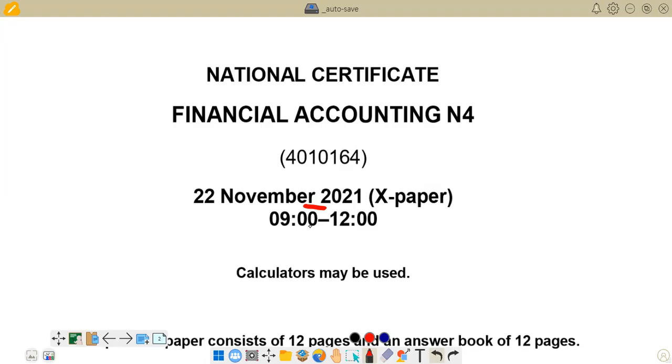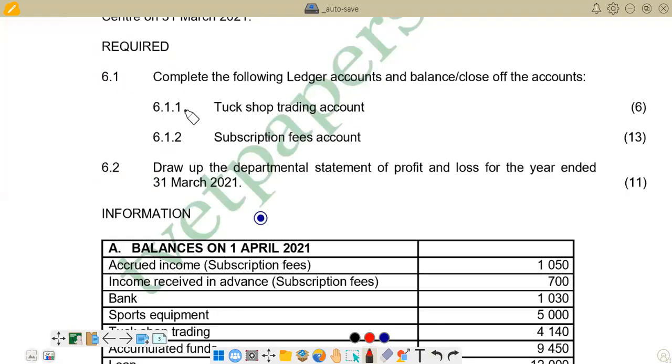So, if we go to our question, this is what we have in terms of our question. This is question 6. And on 6.1, it requires us to complete the following ledger accounts and balance or close off the accounts. It is very important to take note that they require ledger accounts, so it means we are going to prepare our T accounts.